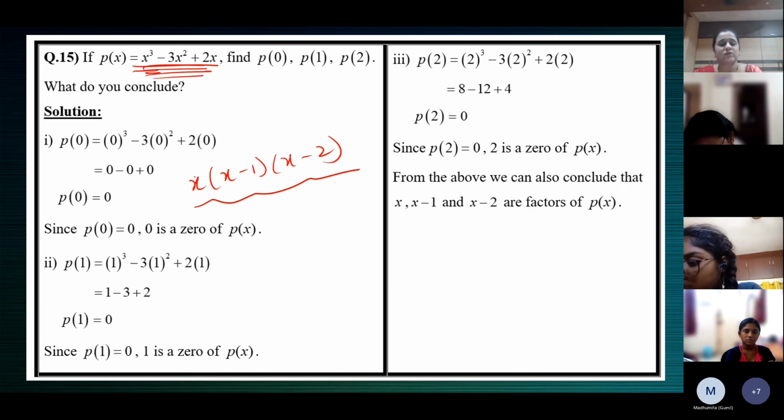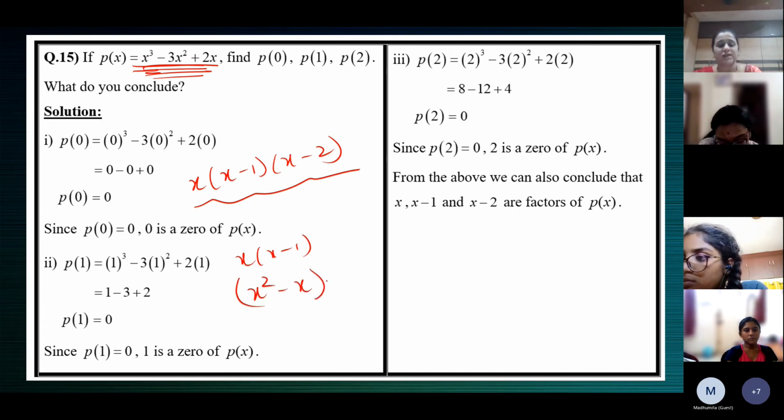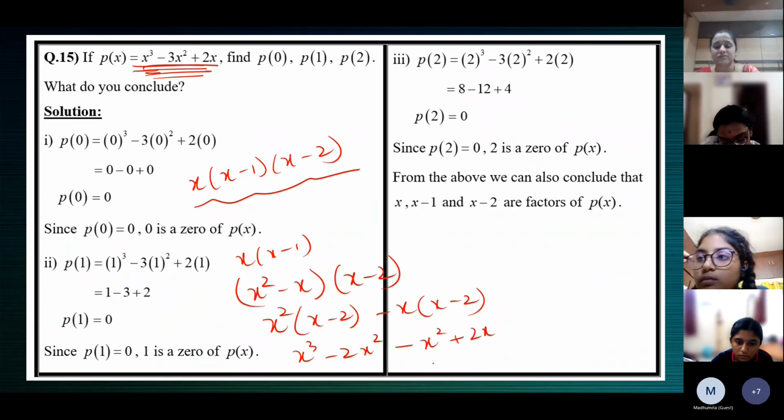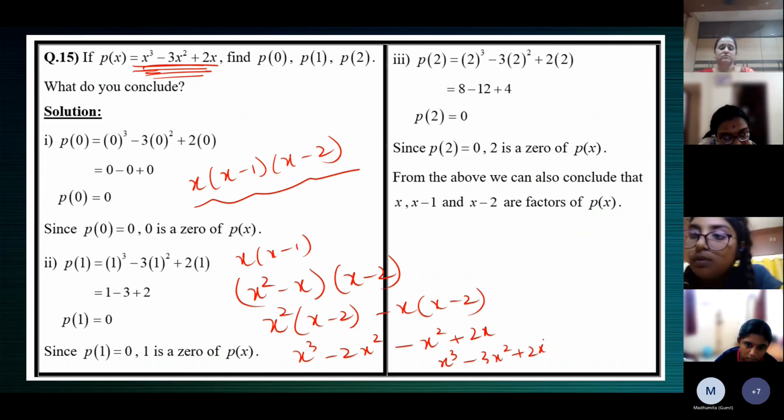So check that. Let's multiply first x and x minus 1. What do we get? x squared minus x. Now let's multiply x squared minus x with x minus 2. So it's going to be x squared into x minus 2 minus x into x minus 2. So x cubed minus 2x squared minus x squared plus 2x. Combining the like terms in the middle, x cubed minus 3x squared plus 2x. You can see that that's the polynomial.